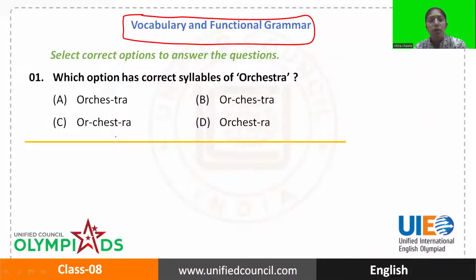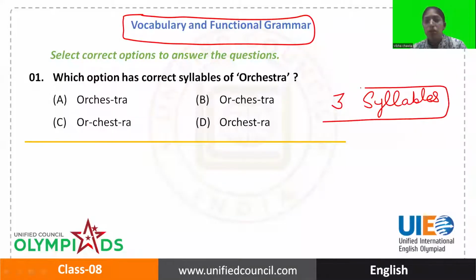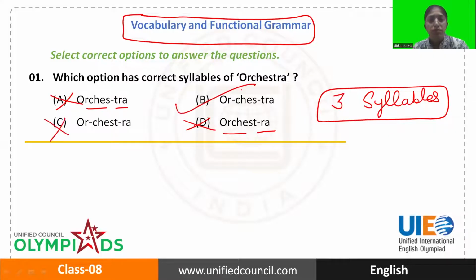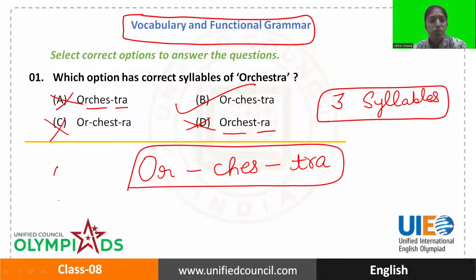If I talk about the number of syllables in this word, there are 3 syllables in this word. So, I can easily eliminate options A and D. Then, between B and C, the correct one is option B. It is orchestra. These are the correct syllables of word orchestra.